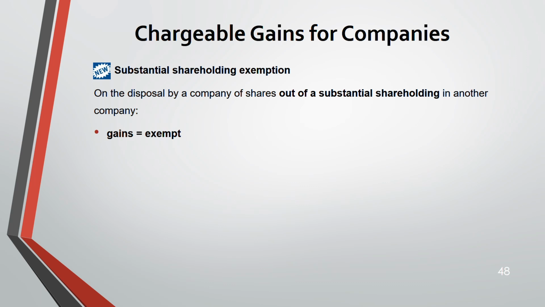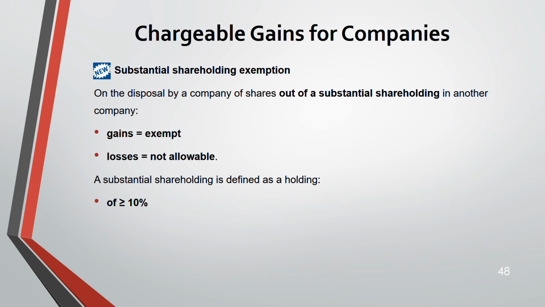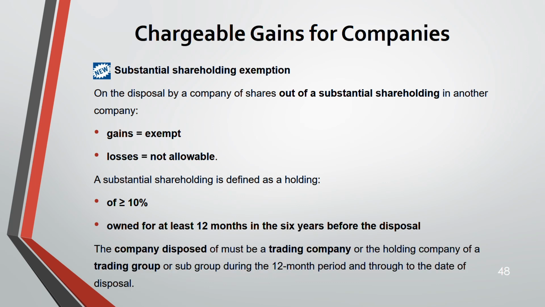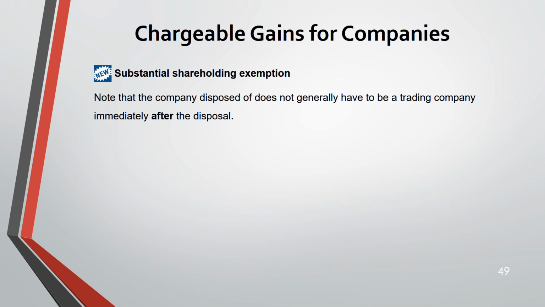So the gain that you are getting out of that disposal of shares, if it is from a substantial shareholding, is exempt. Losses are not allowable. A substantial shareholding is defined as a holding equal to or greater than 10%, and you should own the shares for at least 12 months out of the 6 years before disposal. The company disposed of must be a trading company or the holding company of a trading company during the 12-month period. The company disposed of does not have to be a trading company immediately after the disposal.